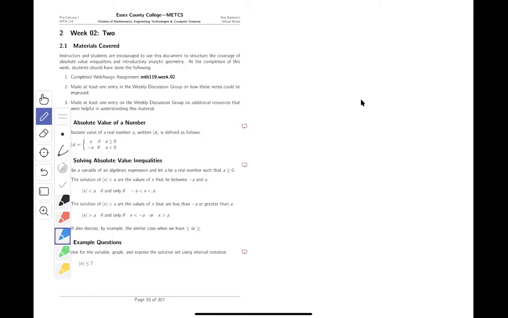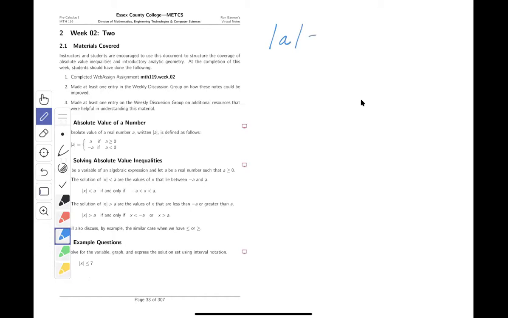Material covered: we're on the absolute value stuff. I'm sure you're familiar with it. Absolute value is actually covered in Math 086 at Essex County College, but then it's not discussed again until you get to Math 119. I'm not sure why that is. But you should be aware of how the absolute value of a number is indicated. I'll write this down for you. The absolute value of A is written this way, and it's read as the absolute value of A.